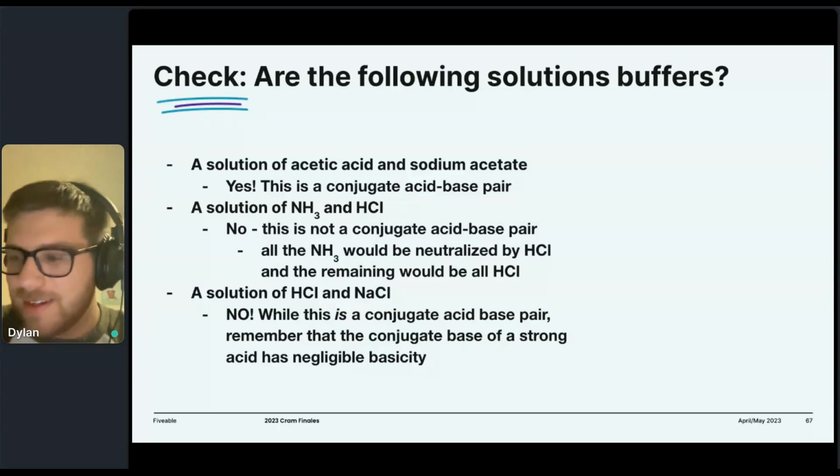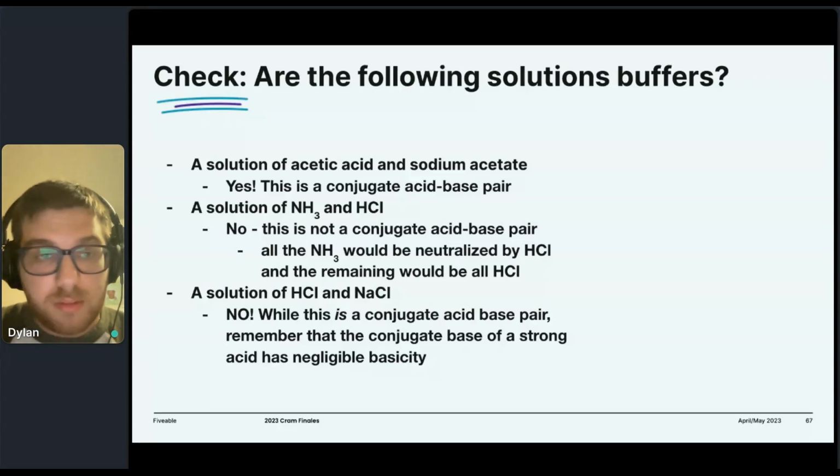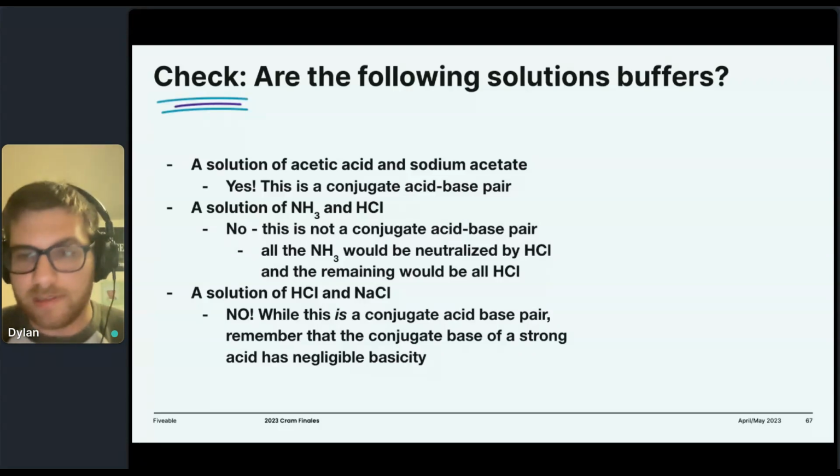That's a word, basicity, right? Maybe. Meaning this would actually not be a buffer because Cl- isn't a strong enough base to actually eat up any acid that you add. It'll just kind of hang out and be like, I'm just chilling in solution. I'm hanging out.